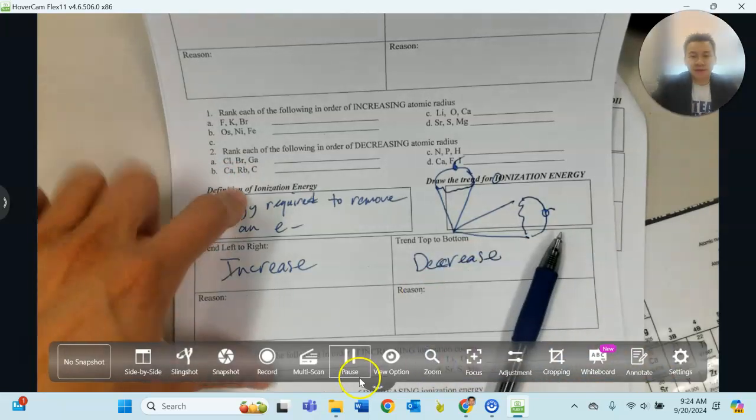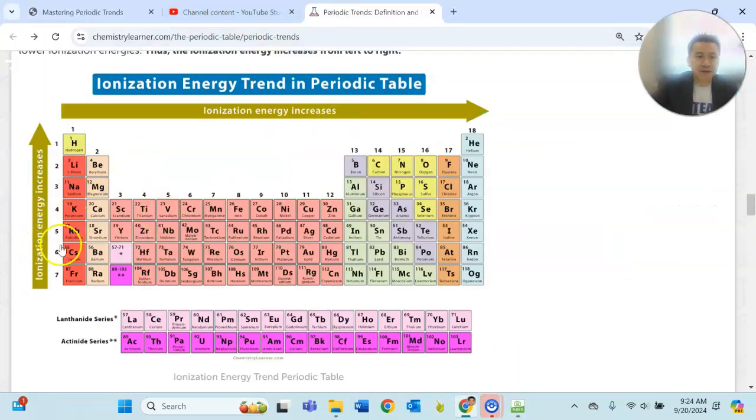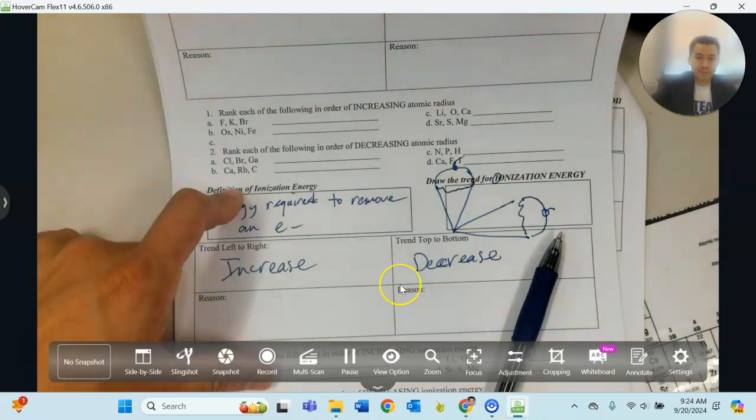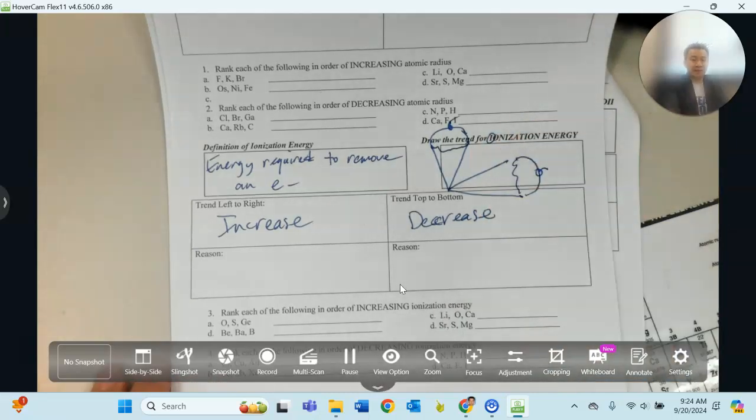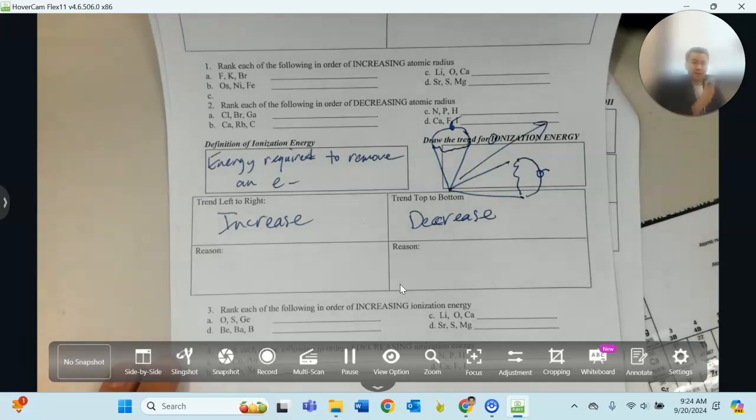Oftentimes, you'll see it presented as the direction of increase, and as you see here, it increases going up, and it increases going to the right. So it increases up and to the right. So the one further top and to the right is going to be more electronegative. But using the ice cream method to help you remember, you can always draw it like that, and you can get an idea. So it's increasing that direction, up and to the right.